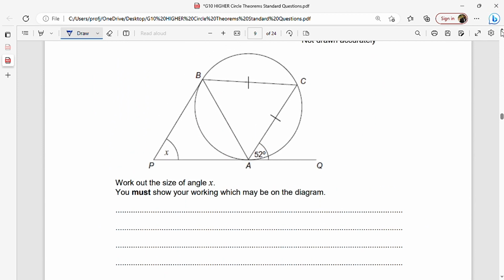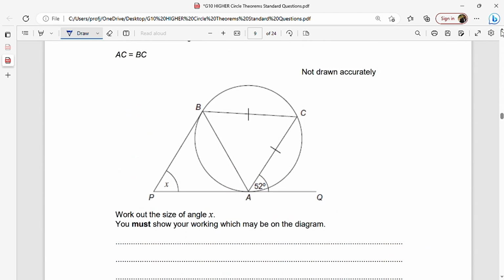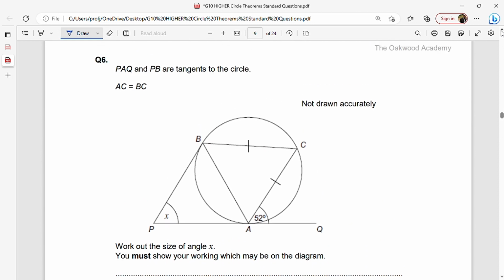If you have any more questions privately, probably any of those questions seems kind of complex to you, you can chat me privately and I'll explain them to you. Alright, so this final question I said, work out the size of angle X.